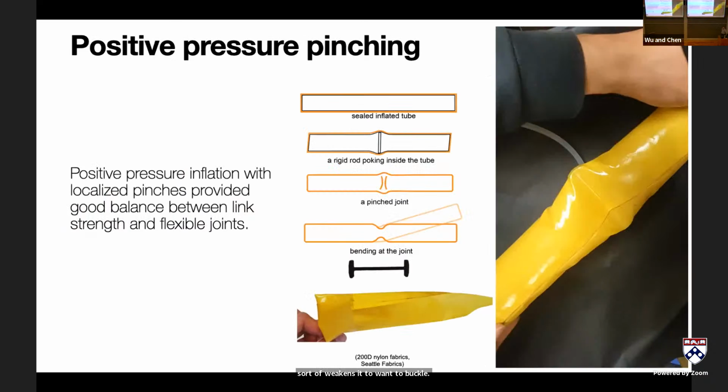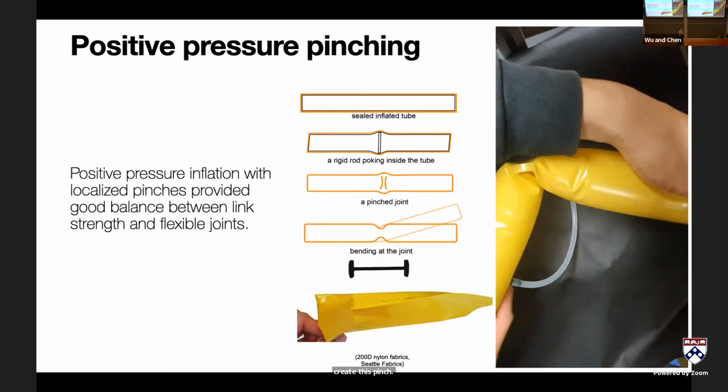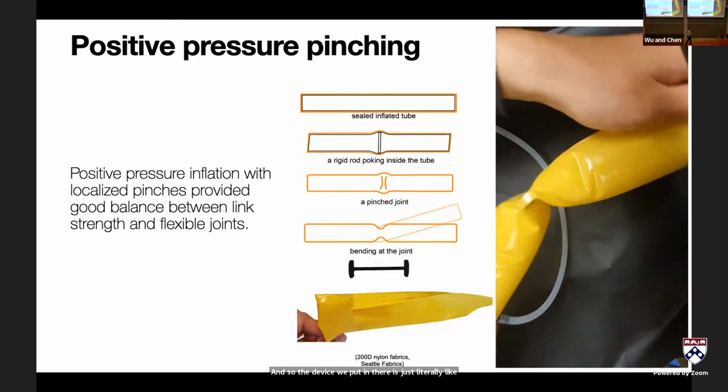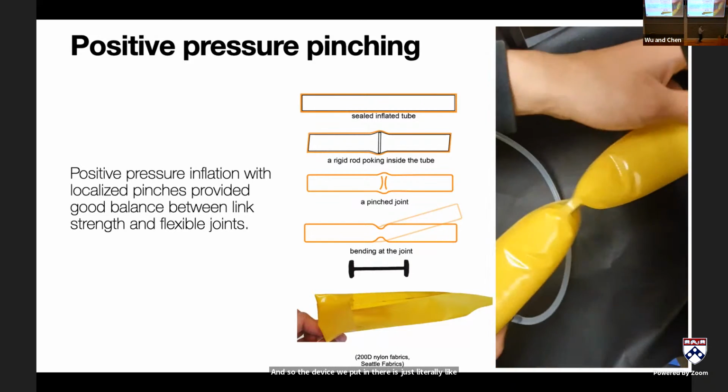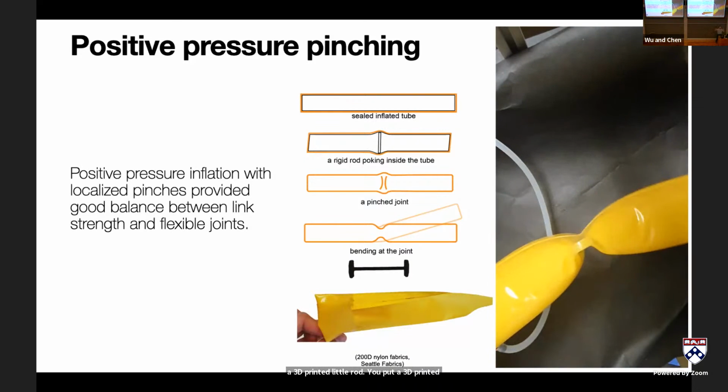So we took the opposite perspective, and we looked at positive pressure pinching. It's basically the same idea, except now instead of applying a pinch that buckles the material through this eccentricity, we have to physically put some kind of device in there to create this pinch. And the device we put in there is literally a little 3D printed rod. You put in a 3D printed rod, you inflate this balloon. The columnar link structure of that is very strong, and the strength of that is dependent on the pressure.